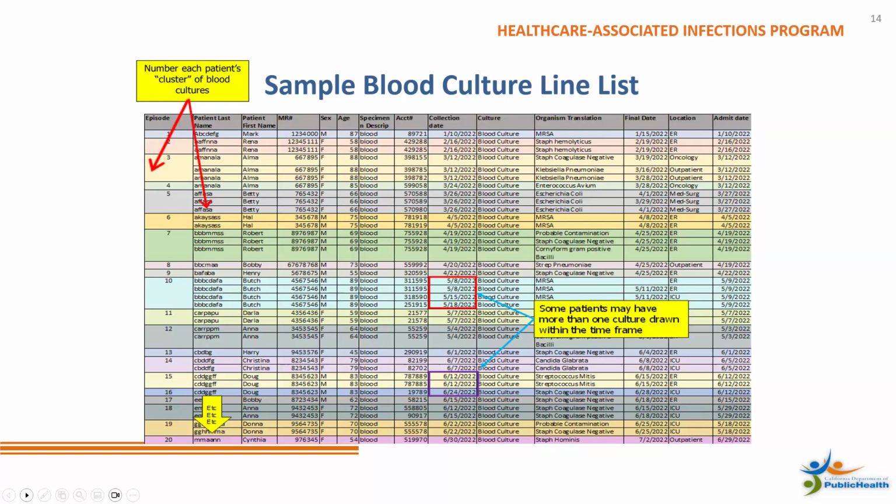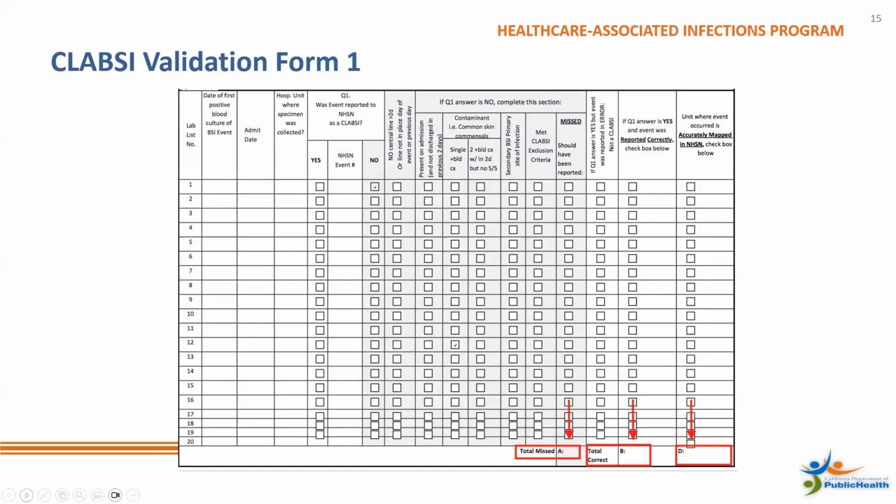Next slide, please. So here's that form that I was mentioning earlier. This is our CLABSI validation form 1. So here you can see we have the 20 validation events. You'll start with the first column, which is the date of the first positive blood culture of your BSI event. Then you put in the admit date and the hospital unit where the specimen was collected. And then question 1 is, was the event reported to NHSN as a CLABSI? If it's yes, then you put in the corresponding NHSN event number. And if not, then you select the no.